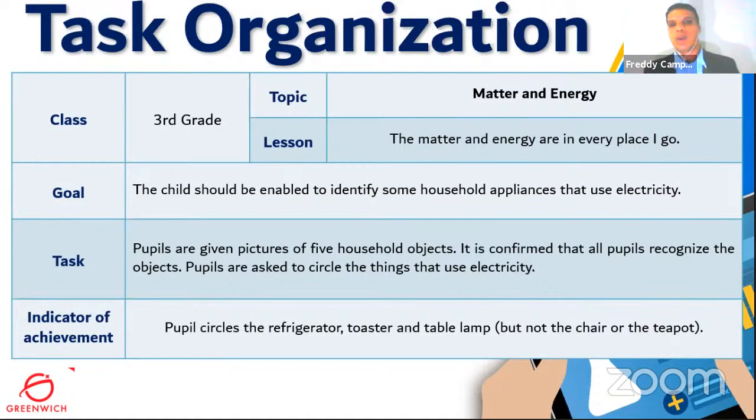I'm teaching third grade. This is a topic for third grade. And then we have the topic that is matter and energy. This is very typical when we are teaching science. And then we have the lesson, matter and energy, and in every place I go. This is the topic that I took from my book. And then I present the goal. It says the goal: the child should be enabled to identify some household appliances that use electricity. And then in the task, I'm giving my expectations about the activities I will present to the students and the result of my students according to that activity, all right?